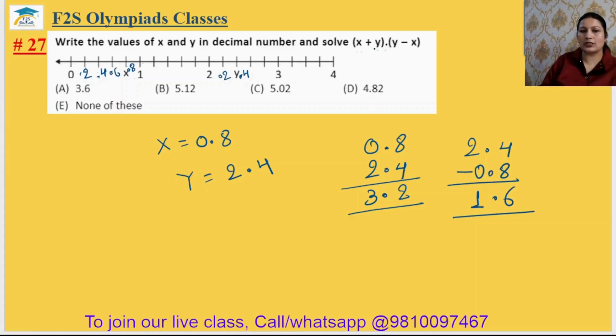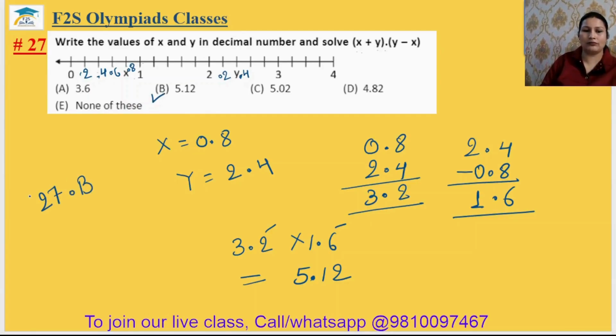So we have to just multiply it. 3.2, this dot means multiplication, multiply by 1.6. For decimal multiplication, multiply both numbers without decimals. 32 multiply by 16 is 512. Then put the decimal after counting the decimal digits. So how many decimal digits are there? 1, 2, 2 decimal digits are there. So the decimal will be put after here. 5.12 is the answer. 27th answer is option B.